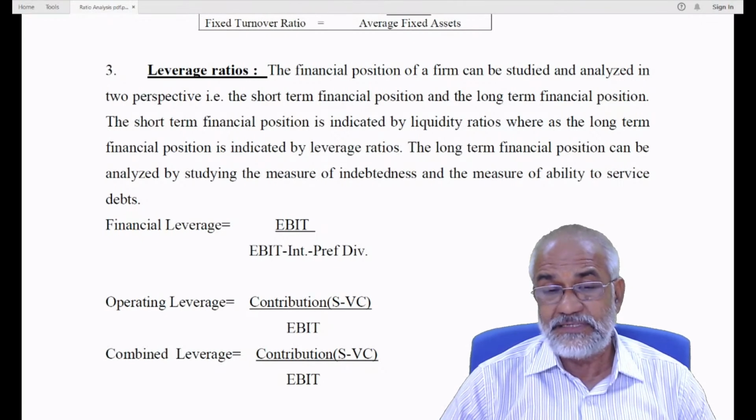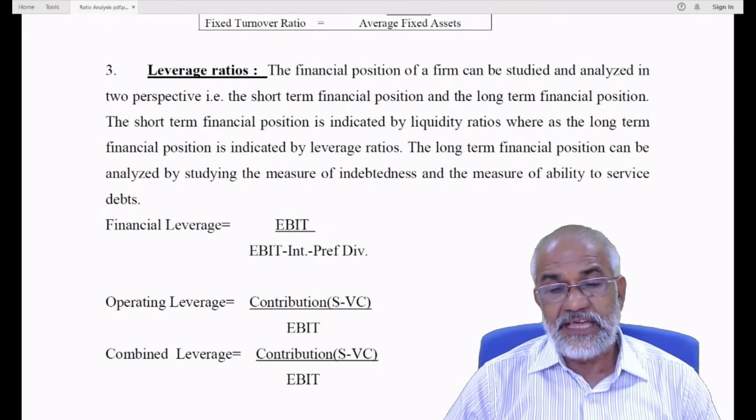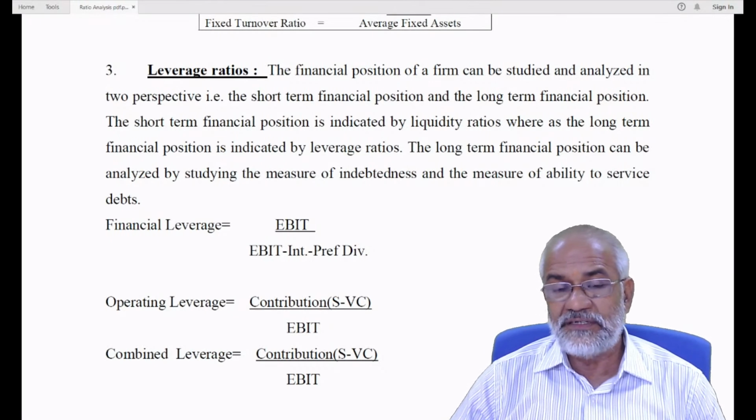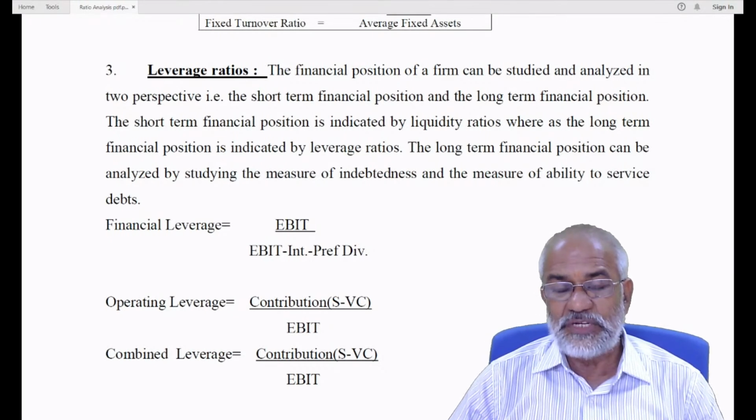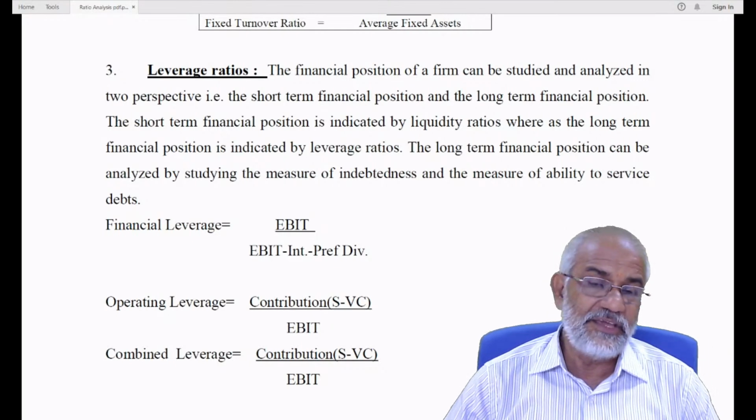So if we calculate the EPS in the first instance, when the second unit was not established, then 30,000 divided by 1,000 equity shares, the EPS would be 3. Earning per share would be 3.